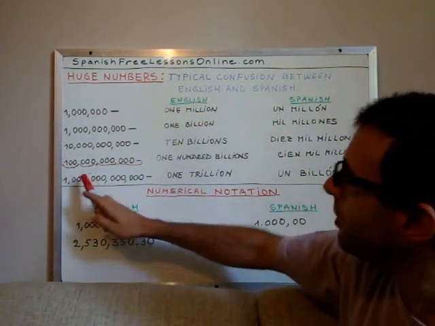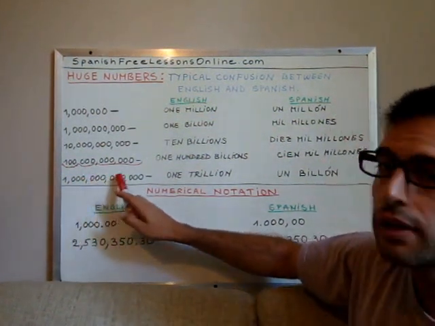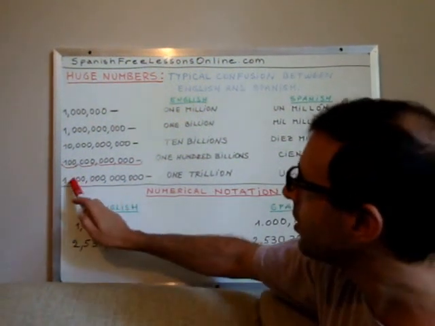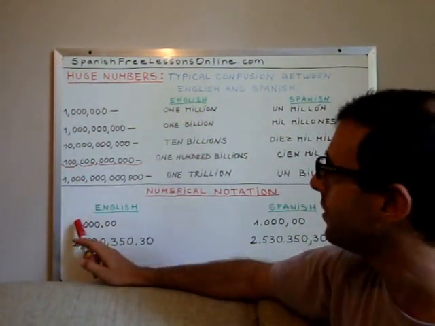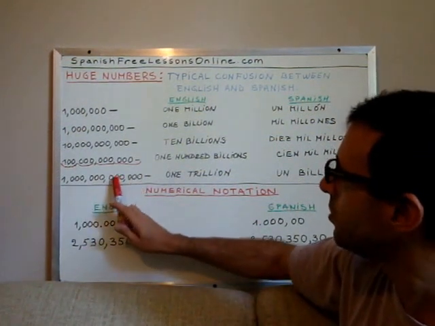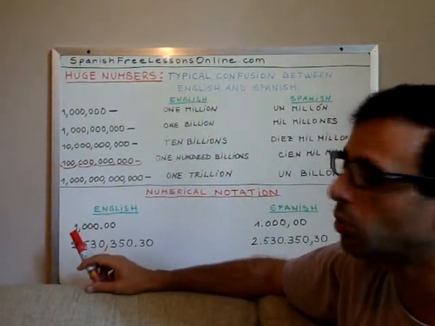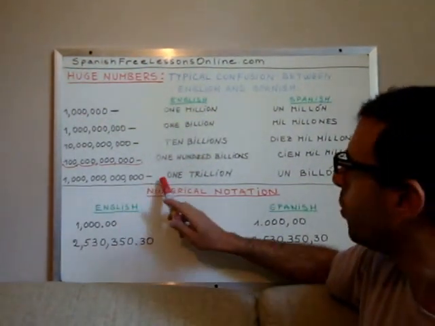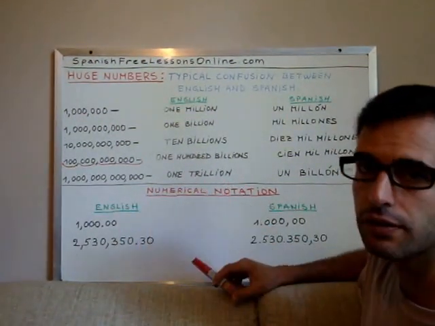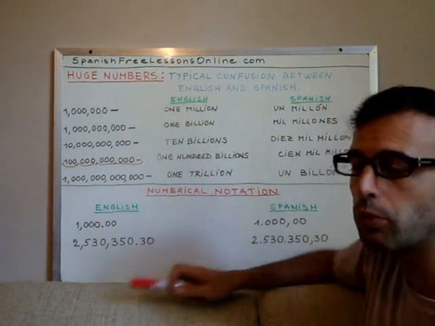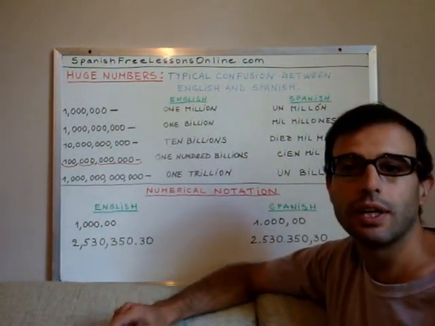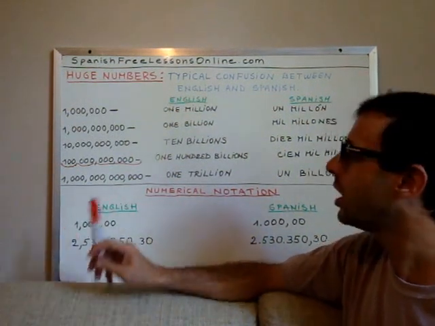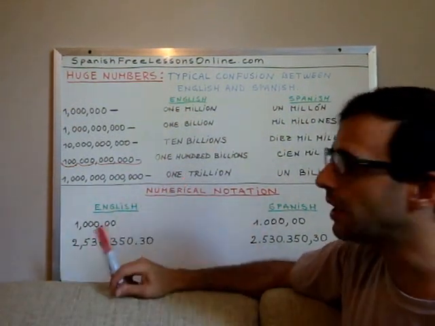And here we have 12 zeros. Look at these. We have 4 sets of 3 zeros each. 1, 2, 3, 4. That's 12 zeros. In English, we call this 1 trillion. Yes? 1 trillion. And when we talk about the GDP of the United States of America, we talk of trillions.